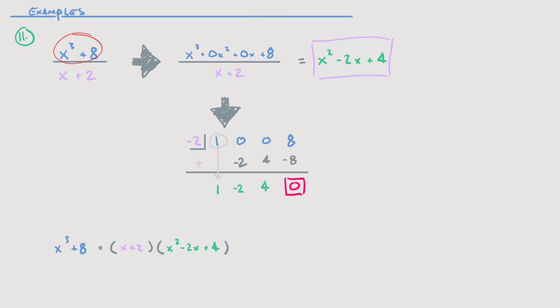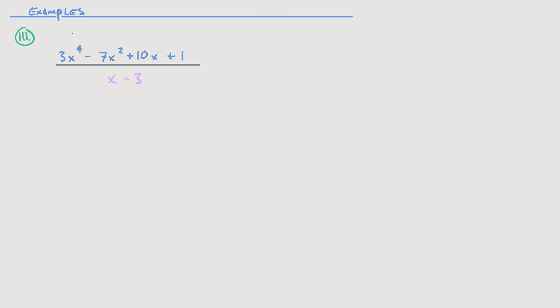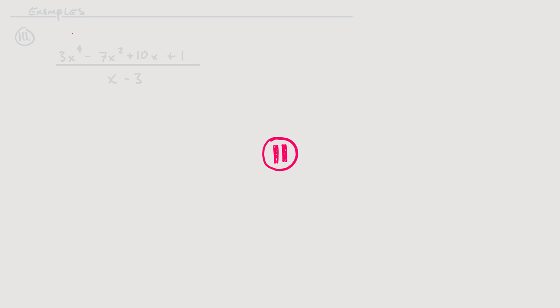Again, we're heading in this direction. This is going to be useful information in a future video. For example 3, I want you guys to try this one. Be careful because there's a placeholder you're going to have to be aware of before you write this thing out in synthetic division form. But go ahead and pause the video here and give it a shot.